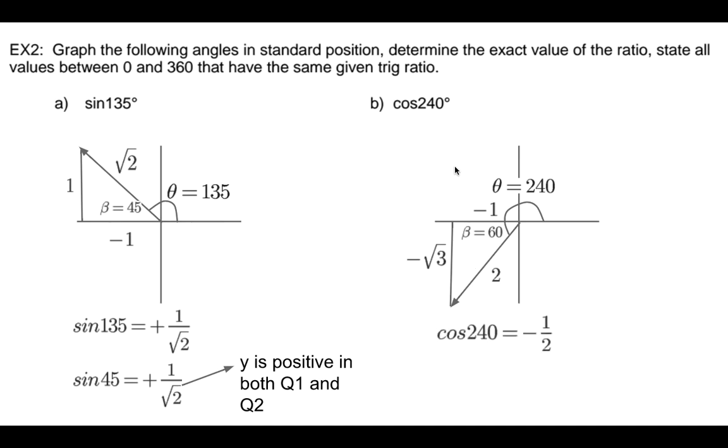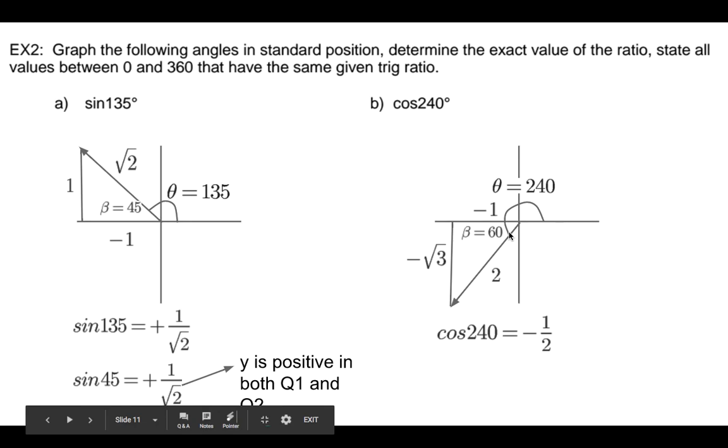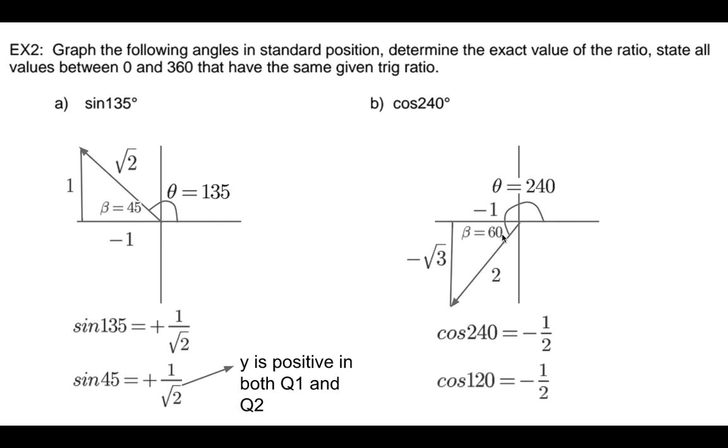Cosine is also negative in the top left quadrant, and so the other angle we could use is 180 minus 60. 120 would also give us -1/2. The other one that would go with it is 300, but that would give you +1/2, because the triangle would be down here where x is +1.